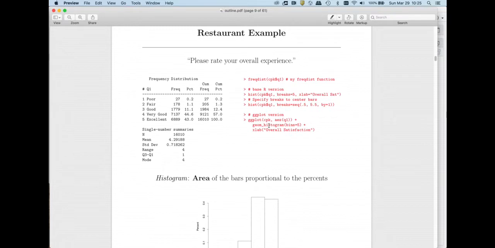So I have a survey from a restaurant that asked its patrons, please rate your overall experience on a 1 to 5 scale. So 1 is poor, all the way through 5 is excellent. So how do we summarize a numerical variable? Well, it starts with a frequency distribution, same place that categorical variables started. And so I just ran my freq dist command and got this frequency distribution over here.